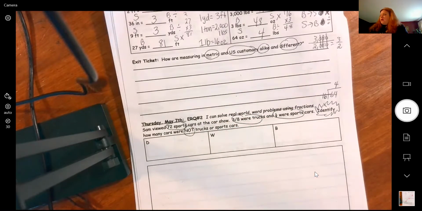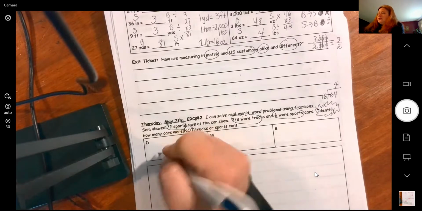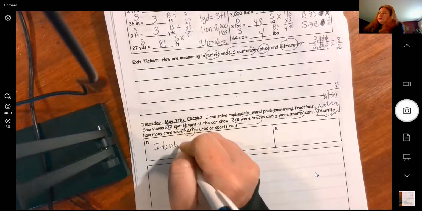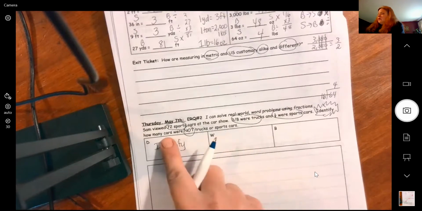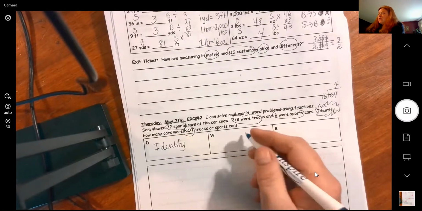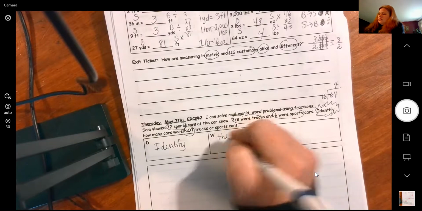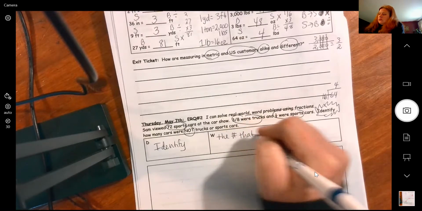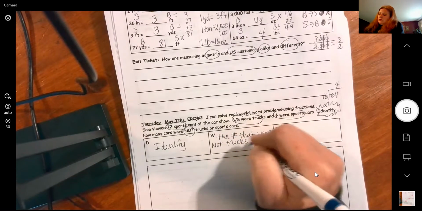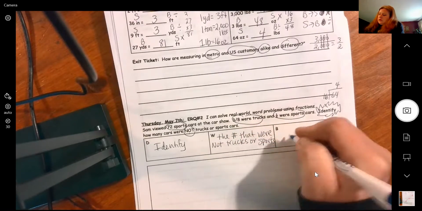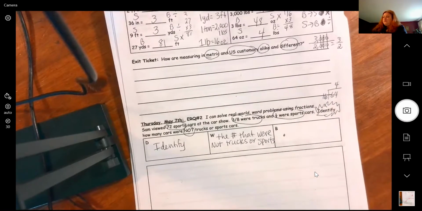Okay, go ahead and press pause, and I'd like you to finish your DWB, and when you're ready, you can press play again. What are we going to do? Identify what are we identifying? The number of cars that were not truck or sports. And we just need one answer, a solution.